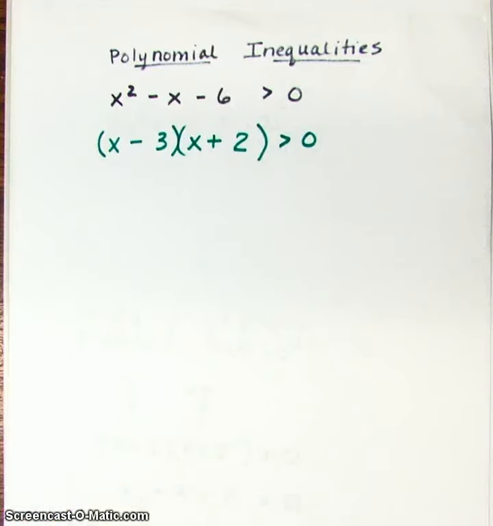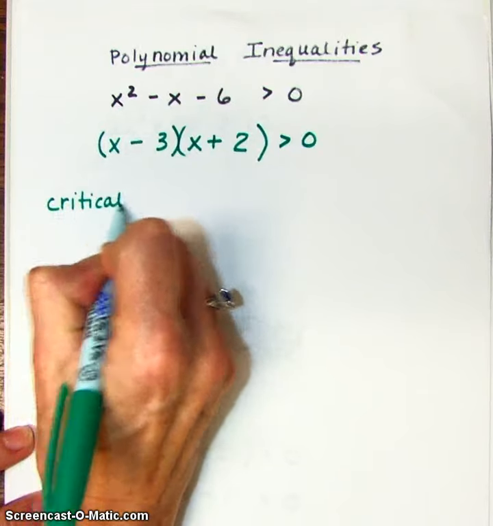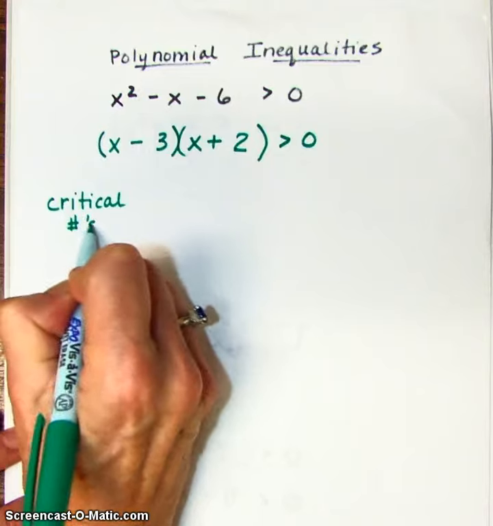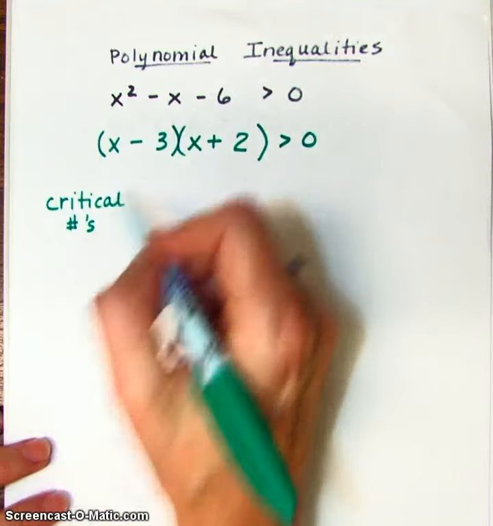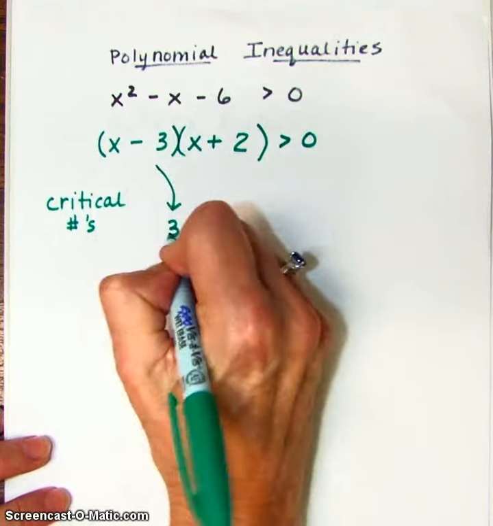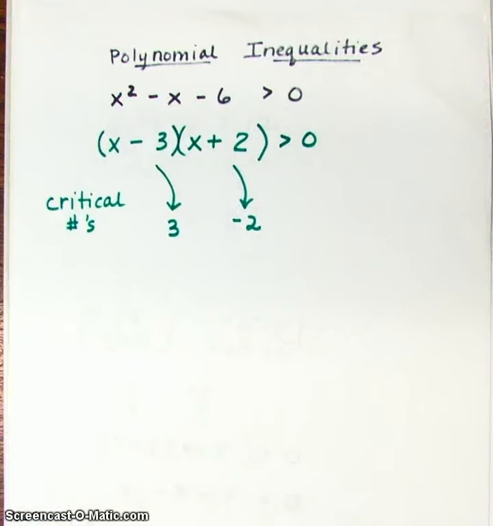At this point, though, you may be a little confused about what to do here. So what we want to do is find what are called critical numbers. You may remember this term from Algebra 2, critical numbers. Those would be the solutions if this were an equation. So our critical numbers here are 3 and negative 2. And what we know is at negative 2 and 3, something happens to this polynomial.